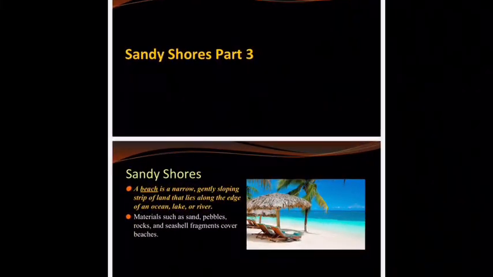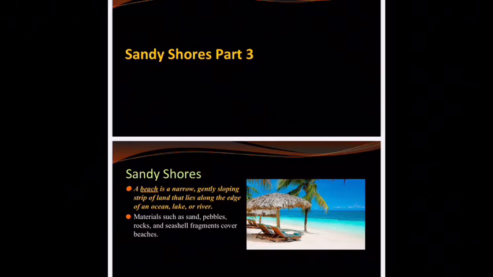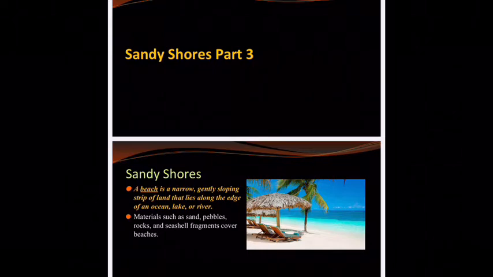Okay, label your notes nice and ginormous across the top of your paper. Sandy Shores, Part 3. You can handwrite them and submit pictures to Schoology, or you can write them in Notability and submit it to Schoology. But either way, your handwriting, your own notes submitted to Schoology for me.